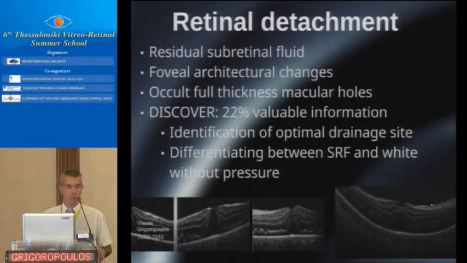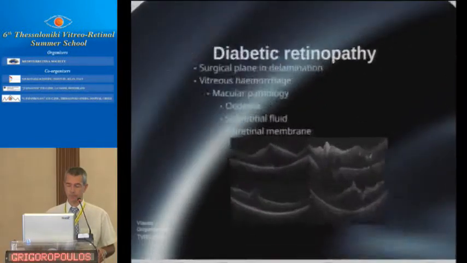That's because maybe they developed an occult full thickness macular hole. In the DISCOVER study, in 20% of the cases, the OCT provided valuable information either for the identification of the optimal drainage site, or in some cases, to differentiate between subretinal fluid and white without pressure, whether the area was white without pressure or subretinal fluid.